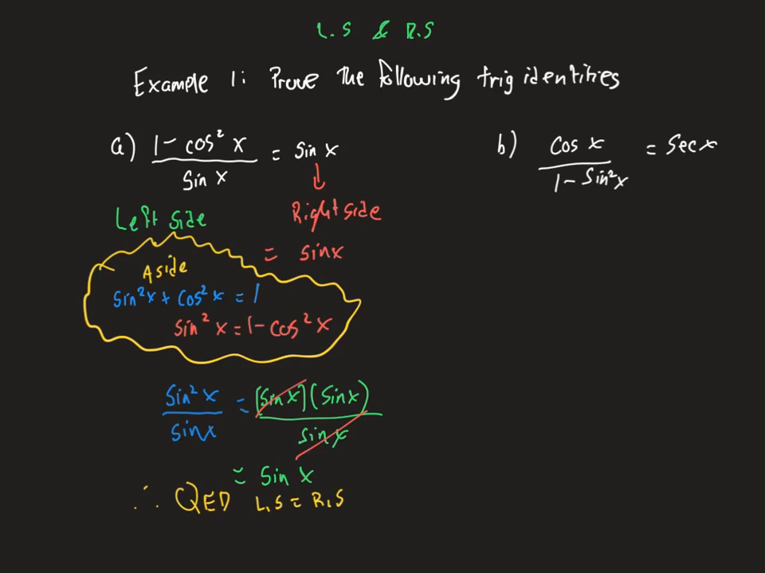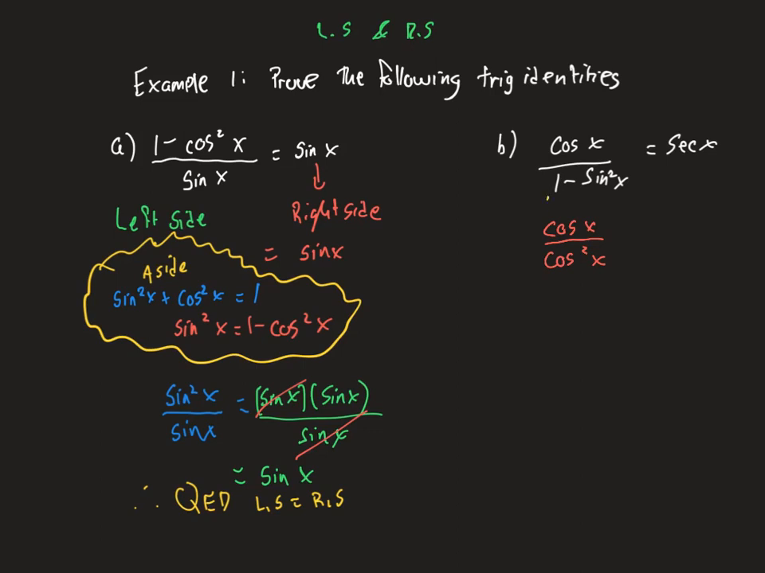Well, same thing. I'm going to notice again I have 1 minus sine squared x here. So as a little aside, here sine squared x was equal to 1 minus cos squared x. So what would give me 1 minus sine squared x? If I was solving for cos squared x, because I'd move this one to the other side. So I can change that expression into cos squared x. Okay?